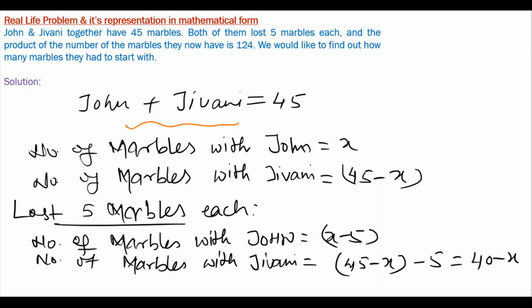Now they say the product of numbers of marbles they now have is 124. That means after losing 5 marbles, the product of numbers of marbles is 124. So product of number of marbles will be x minus 5 into 40 minus x.